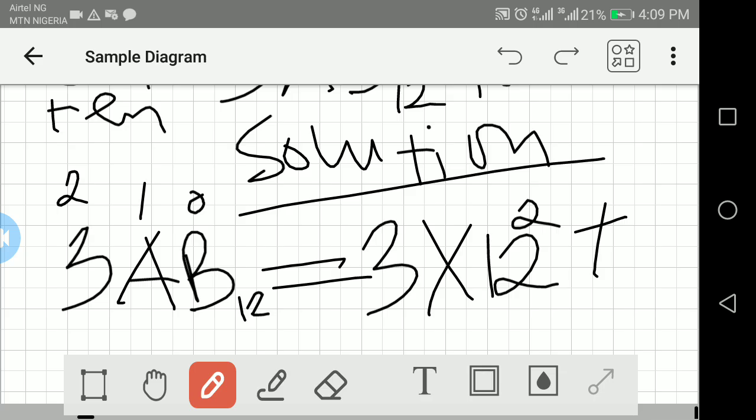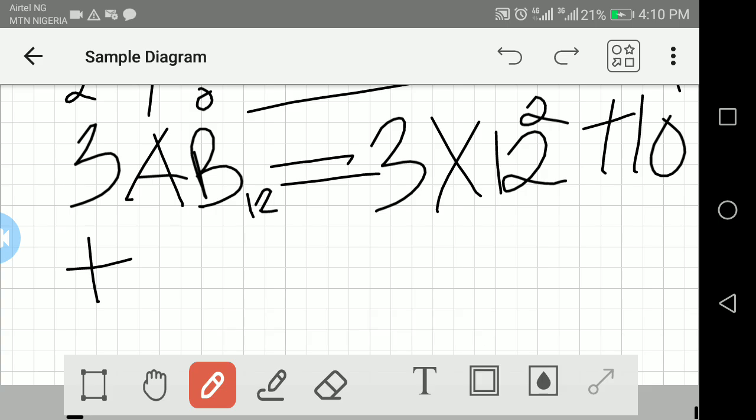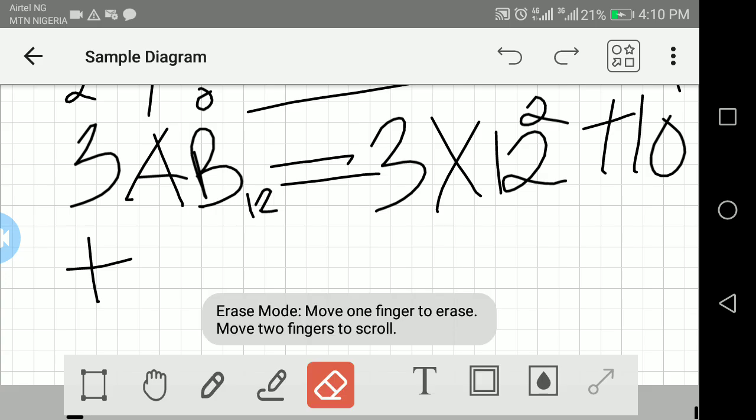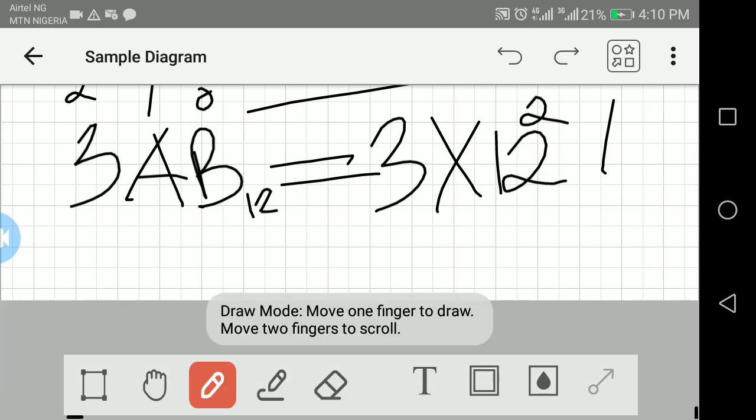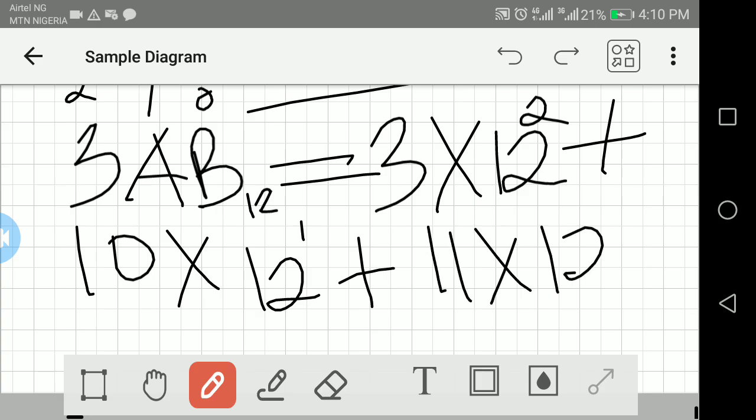Okay, so let's carry on. The number A is 10, so we have 10 times 12 raised to the power of 1, plus B is 11 times 12 raised to the power of 0.